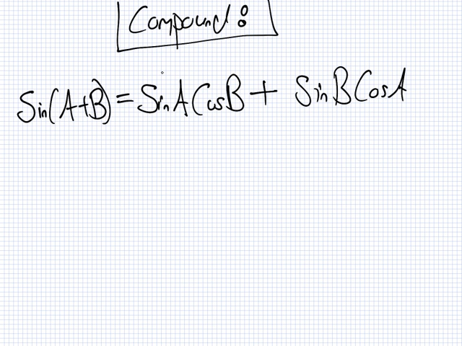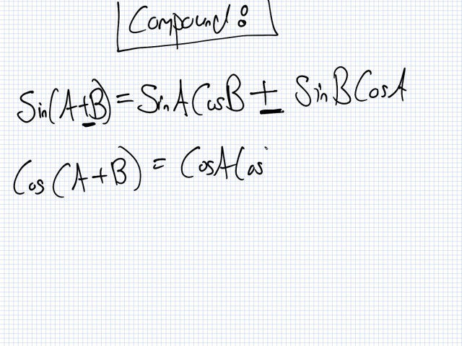Continuing. The good news is, if you want sine A minus B, it's nearly the same thing. To get sine A minus B, we just replace this with a minus. Next rule. You want to calculate cos A plus B. Does anyone know this rule? Cos A cos B minus sine A sine B. And if you want cos A minus B, then this becomes plus.